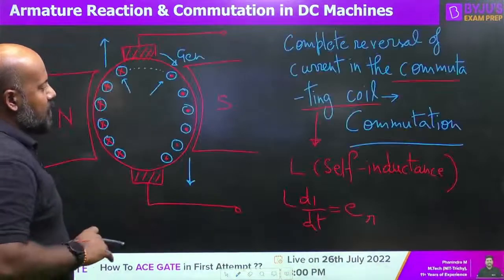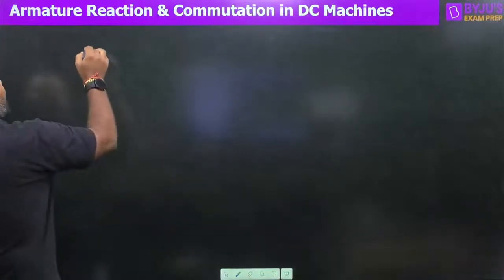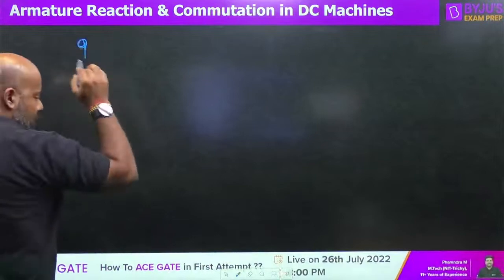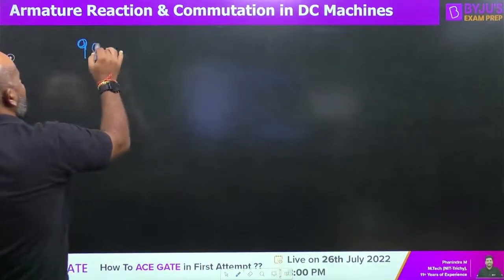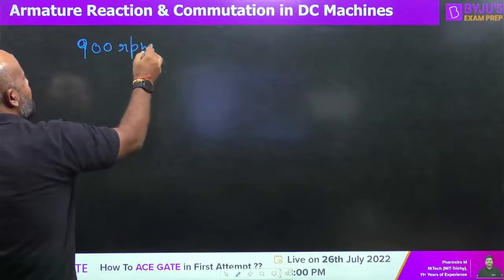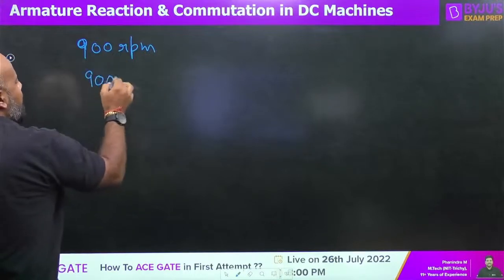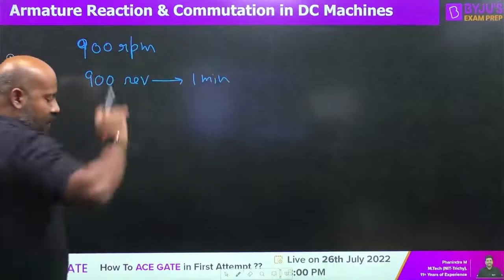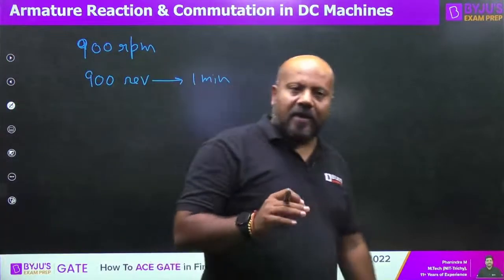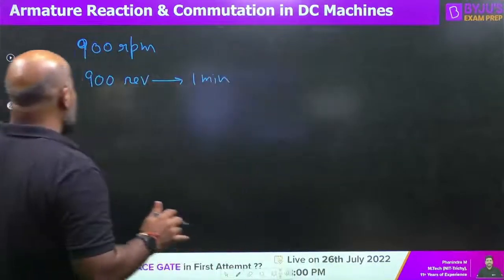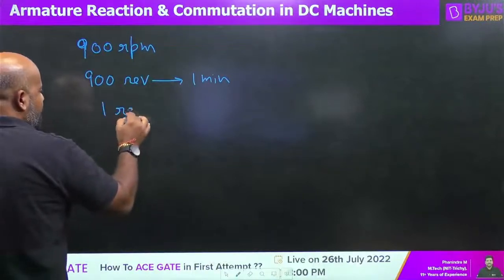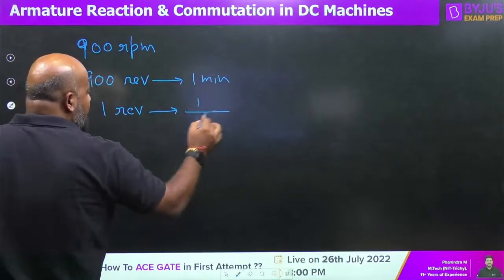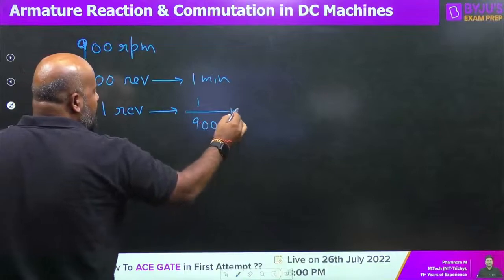What is the meaning of this statement? 900 RPM means there are 900 revolutions in 1 minute. Yes or no? 900 revolutions in 1 minute. So can you tell me the time for one revolution? It is going to be 1 upon 900 minutes.